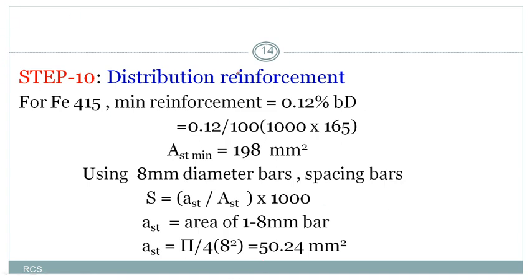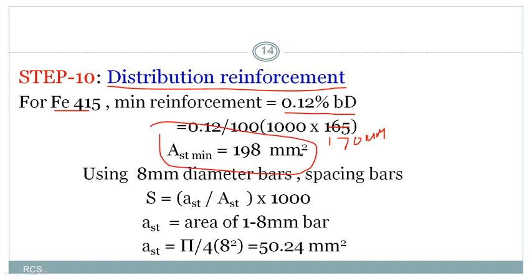For this, the code has given one recommendation that the distribution reinforcement will be the minimum reinforcement, that is, for Fe415, 0.12% of the overall cross-sectional area. The gross overall depth is 170 mm here, so 0.12 by 100 into 1000 into 170 mm. We'll get Ast minimum somewhere around 200 mm square, or 198 mm square, and we have to provide a distribution reinforcement bar diameter lesser than the main reinforcement diameter. For the main reinforcement we provide 10 mm diameter, and for the distribution reinforcement here we are providing 8 mm diameter bars.